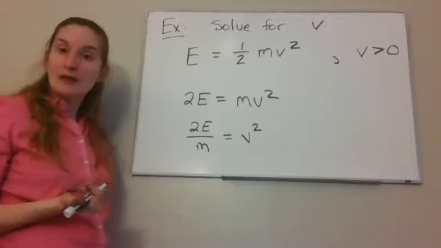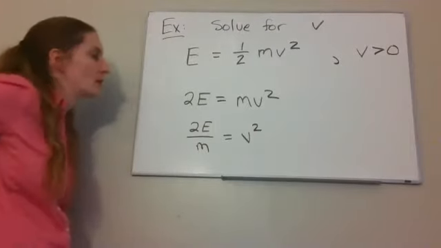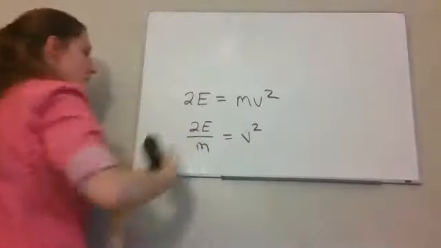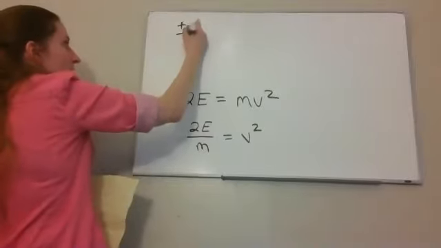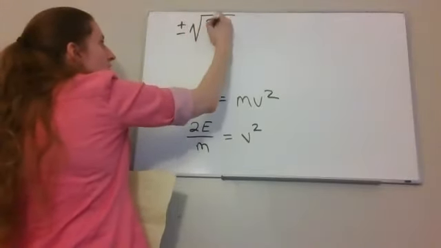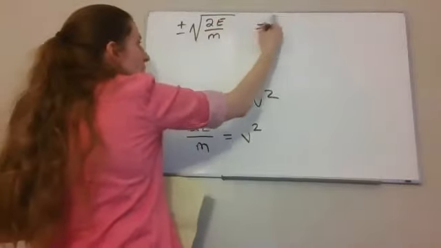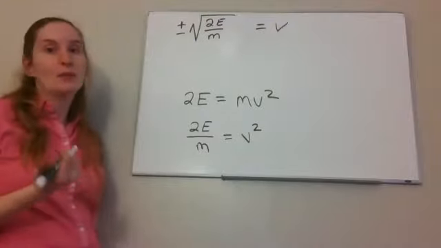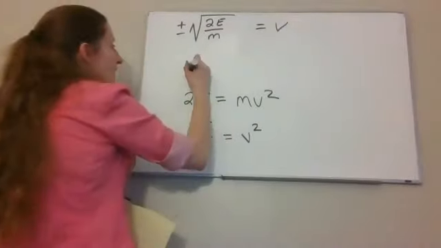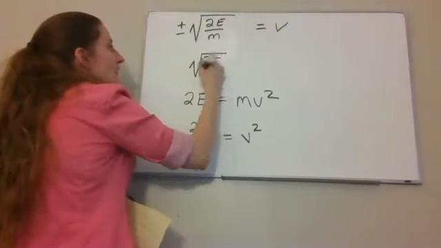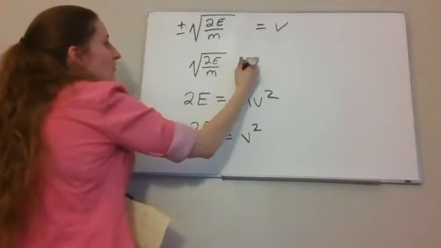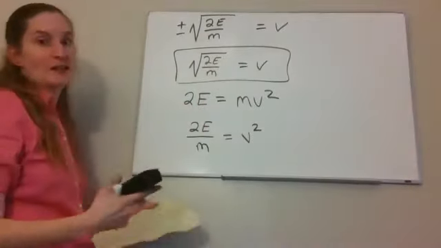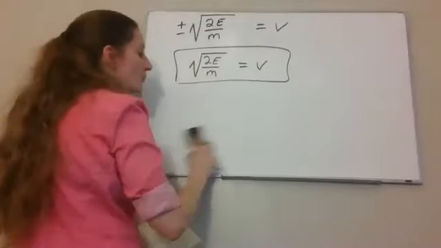And now I can use my square root property and take the square root of both sides. Taking the square root, I get plus or minus square root of 2e over m equals v. But at the very beginning of the problem, we were told v is bigger than 0. So that means that my only solution is the positive square root of 2e over m. I can throw away that negative root because v is supposed to be positive, according to the problem statement.